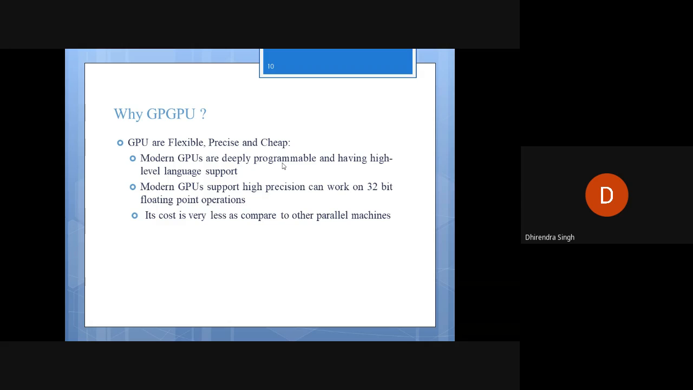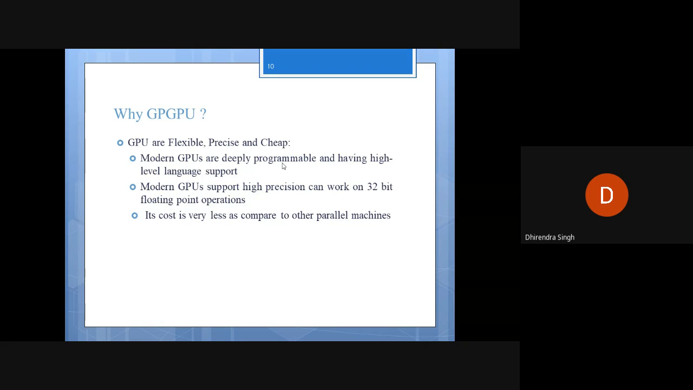Okay, modern GPUs support high precision and they can work on 32-bit floating point operations. So whatever computation we are performing on the GPU, it is going to give us a high precision result.